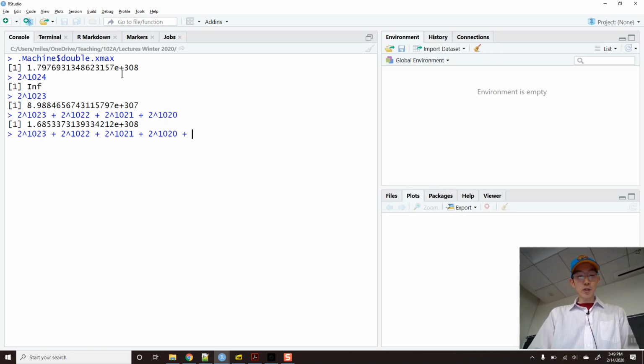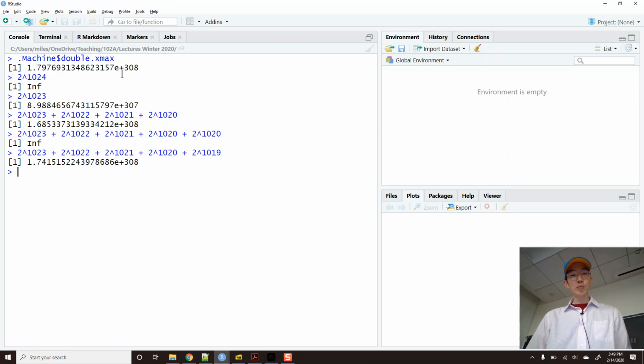Okay, if you try to break it by doing 2 to the 1024 again, this will tell me it's infinity. But I can add 2 to the 19 and I won't break it. And I'll get something closer and closer to the machine double X max. I would have to carry this out for 52 of these things.